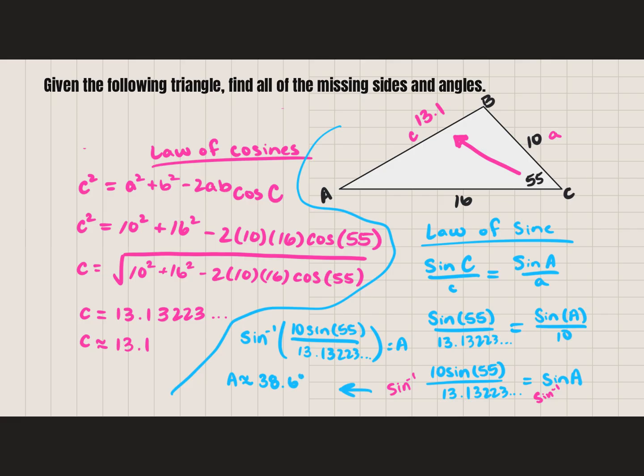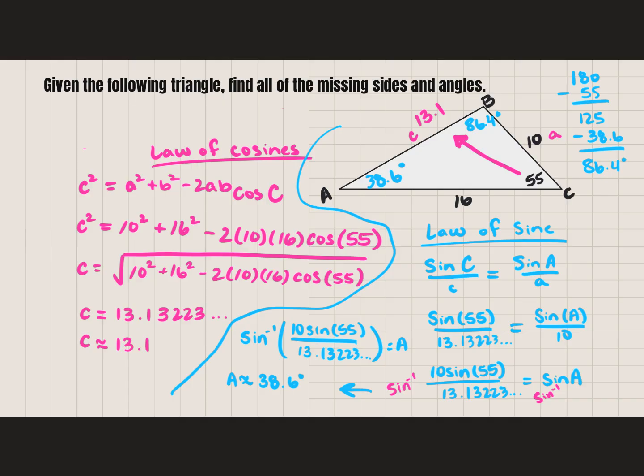I could do law of sines again to find angle B, but if I'm fairly confident that I just got angle A properly, 38.6 degrees, again, using the unrounded version, I can just subtract from 180 all the angles that I know. So 180 minus 55, that would give me 125 degrees. Then subtract off the 38.6 that I just found for angle A, and I would get 86.4 degrees for angle B.